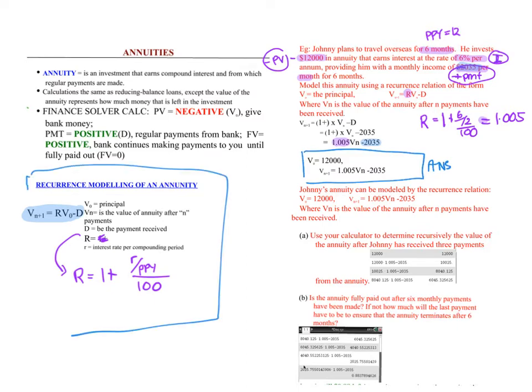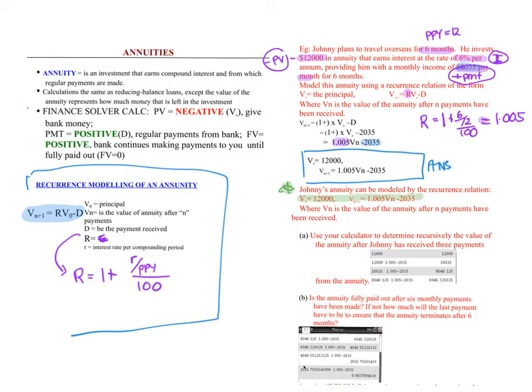Okay, so let's do this new little question. Johnny's annuity can be modelled by the recurrence relation there, V0 equals, which is good because that's what we got, where VN is the value of the annuity after N payments have been received. It says use your calculator to determine recursively the value of his annuity after 3 payments.